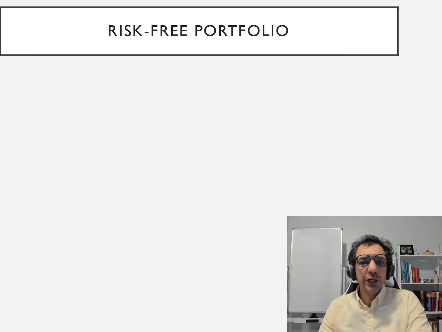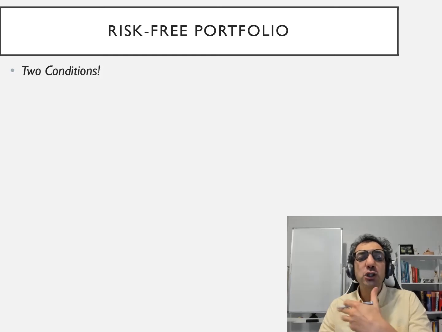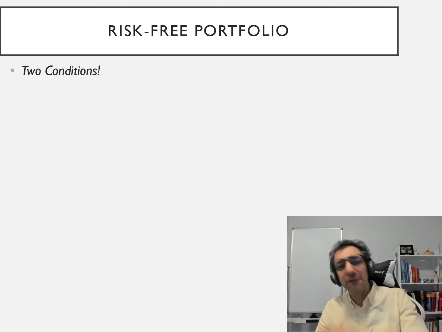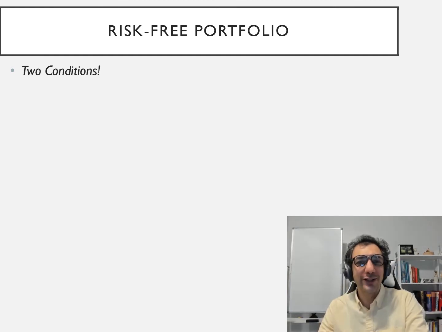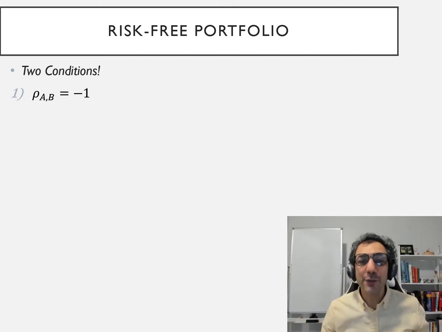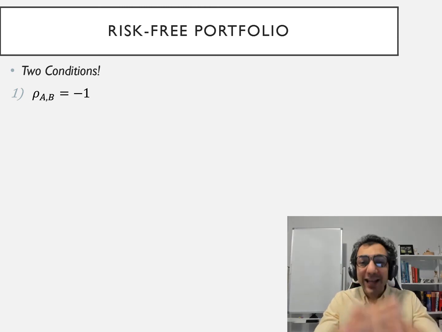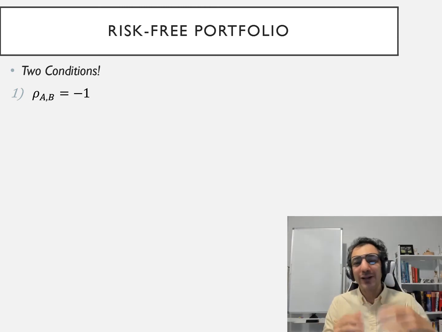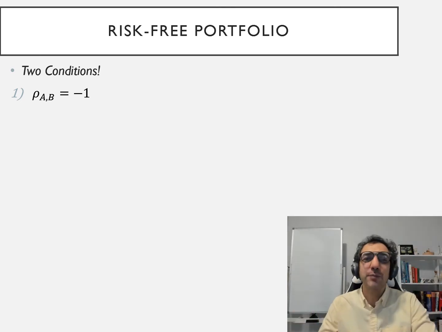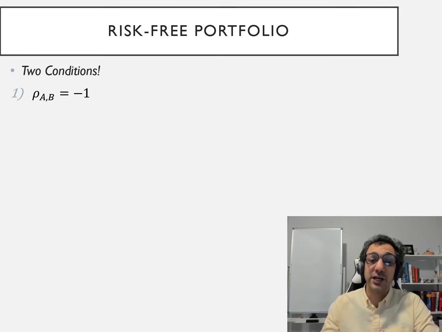So our goal here is to form a risk-free portfolio when we have two assets. We need to fulfill two conditions. I'm sure that you know the first one. The first one is very straightforward. To form a risk-free portfolio, you need to have the correlation of -1. So two assets should be perfectly negatively correlated. When one is going up by 10%, the other should go down by 10%. So that's the first condition.